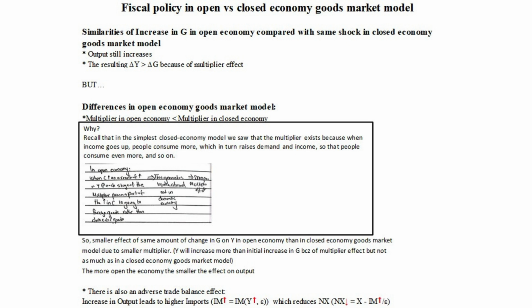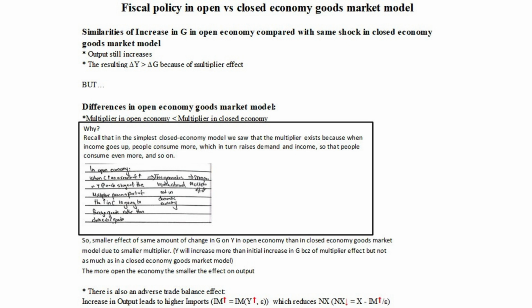Whether you're looking at the open economy or the closed economy goods market model, when you increase G, we know the demand schedule shifts upwards, which causes an increase in output through the multiplier effect. So the resulting increase in equilibrium output is greater than the initial increase in G because of the multiplier. But there are some differences in the open economy goods market model. The first being that the multiplier in the open economy is smaller than the multiplier in the closed economy. Now the question arises, why is that?